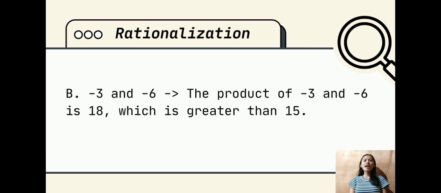The answer is letter B, negative 3 and negative 6. The product of negative 3 and negative 6 is 18, which is greater than 15.